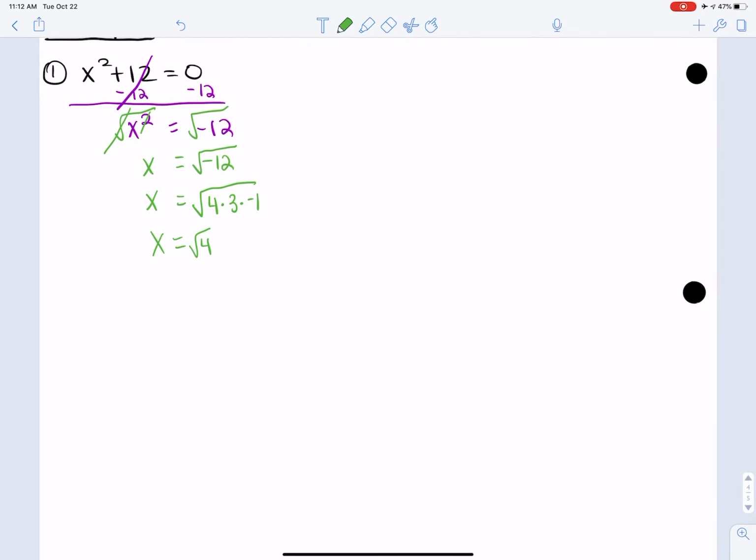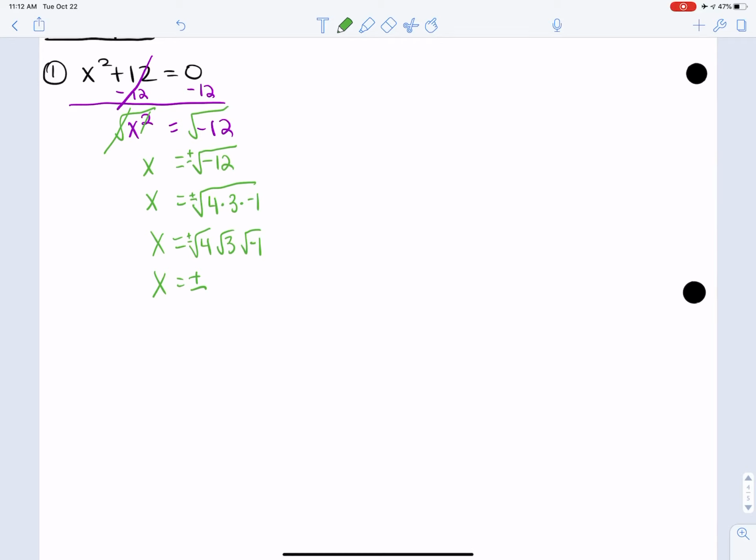Square root of 4 times the square root of 3 times the square root of -1. That leads you to the answer of x equals, and don't forget, side note, when you take the square root, it automatically follows with plus or minus. So your final answer is going to be plus or minus.